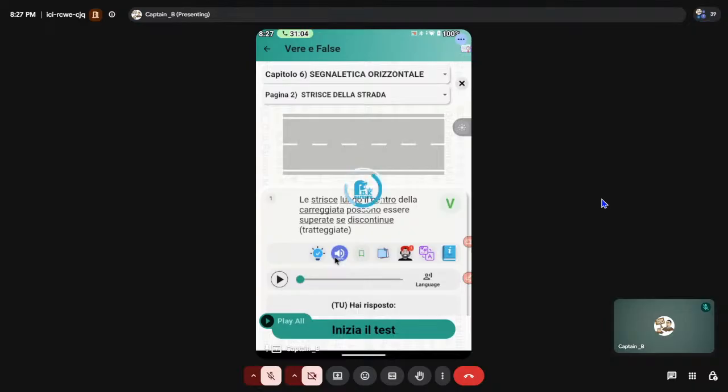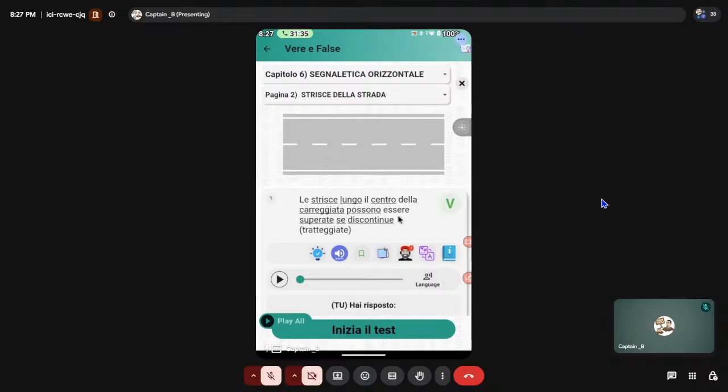Number one. Le strisce lungo il centro della carreggiata possono essere superate se discontinue, tratteggiate. Now, what is lungo? Meaning long, along. The line along the center of the carriageway. Centro means center. Of the carriageway.